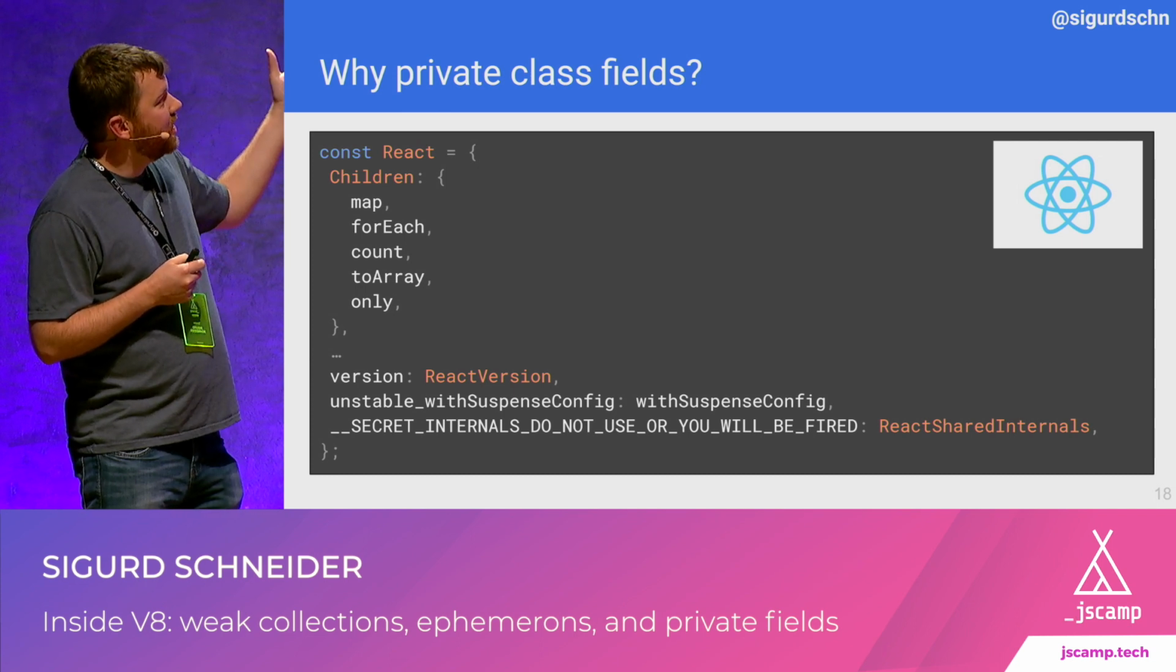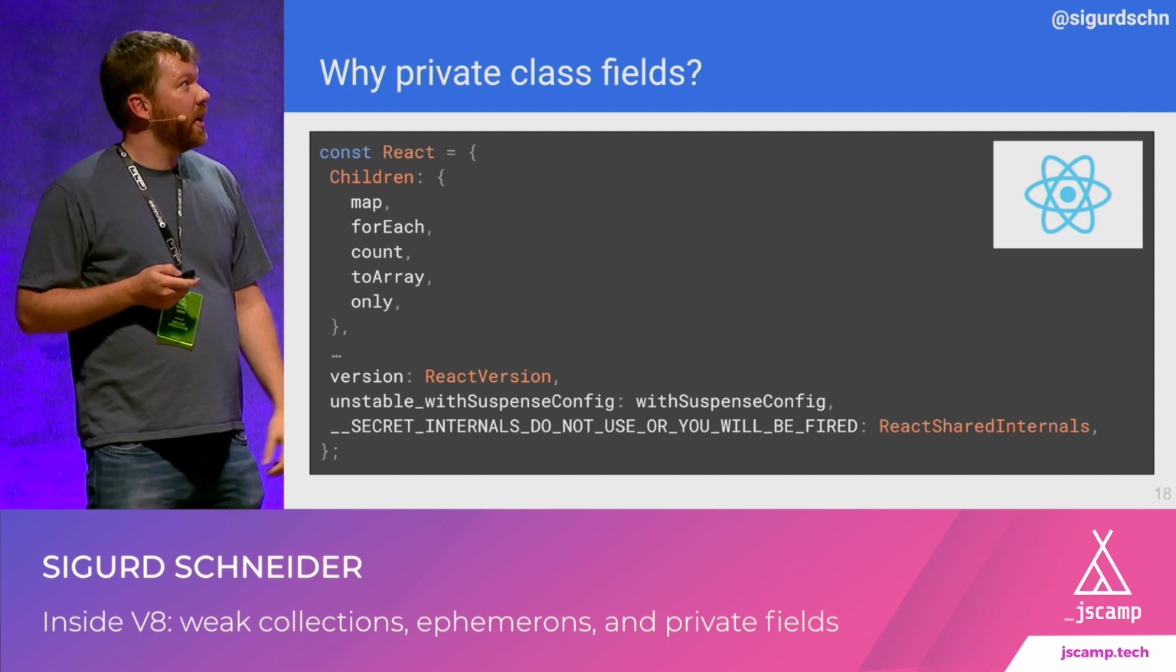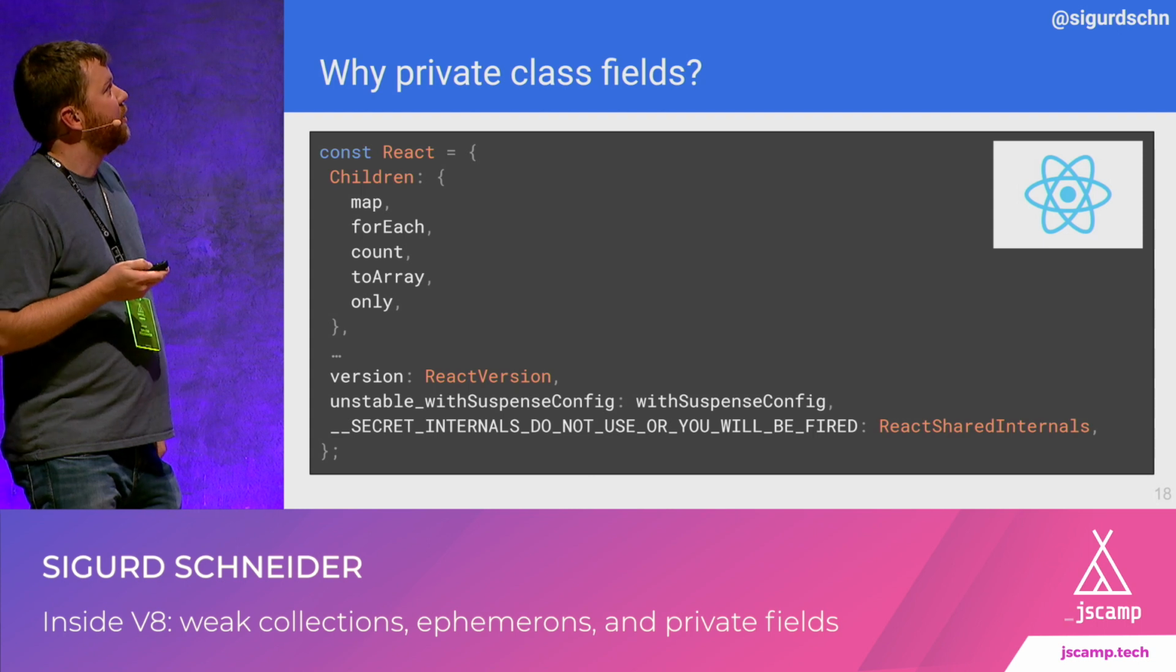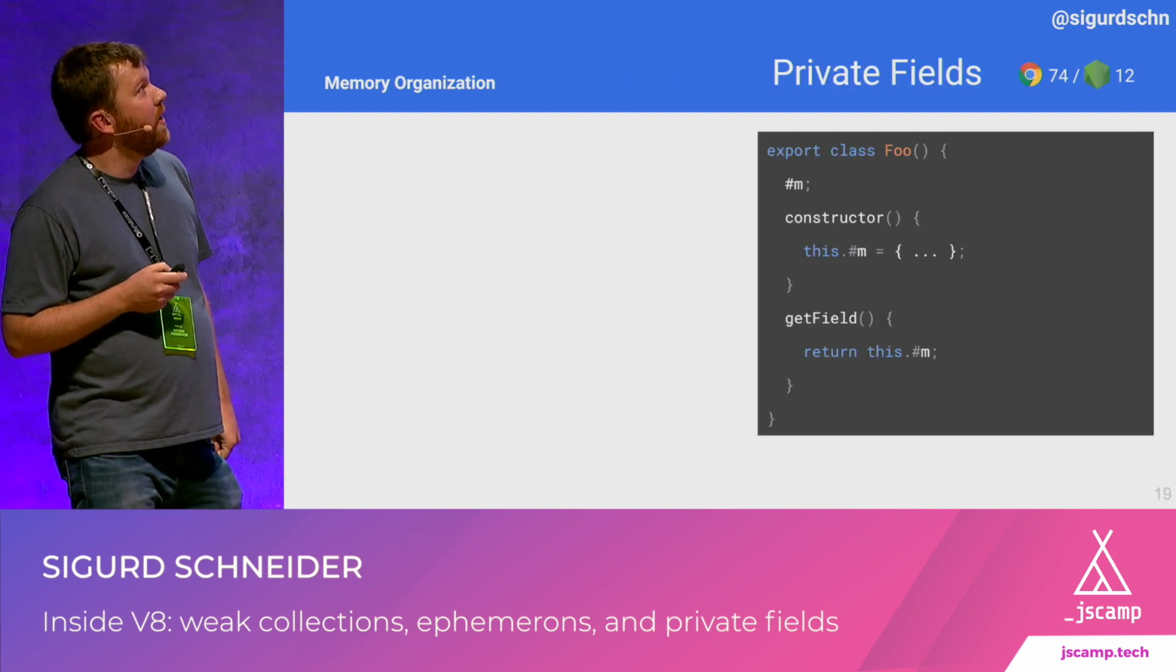React at the moment does it like this. If you do code reviews, that's pretty effective. But of course, if you can get the language on your side to help you, it's even better. And private fields do that.